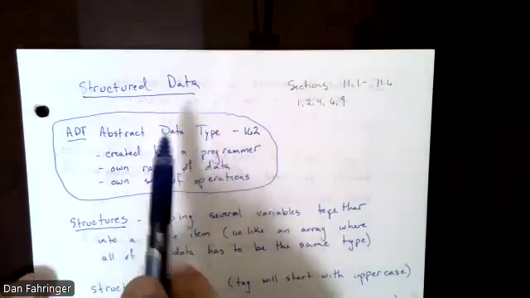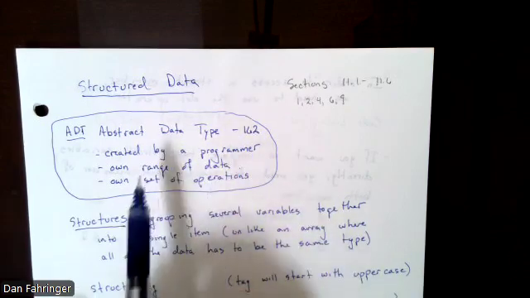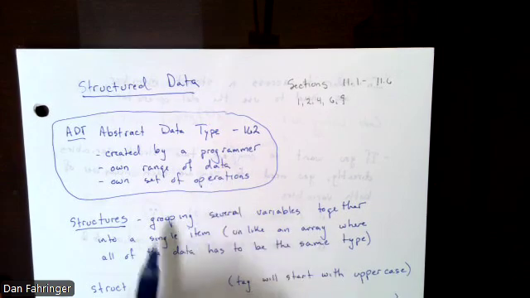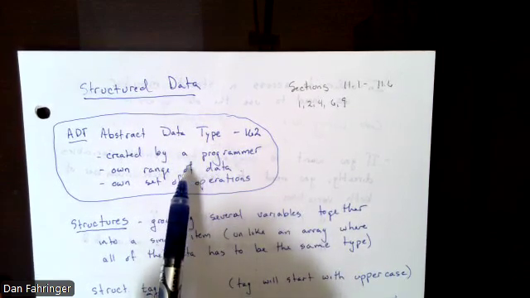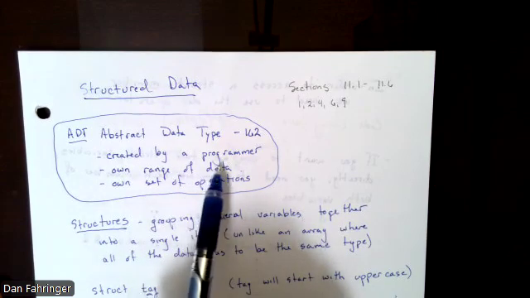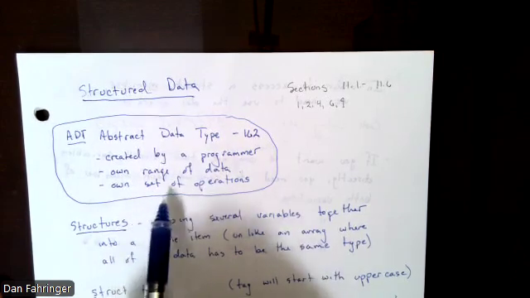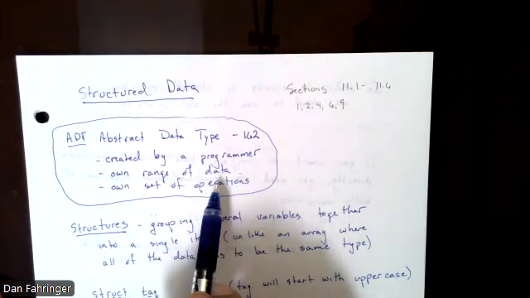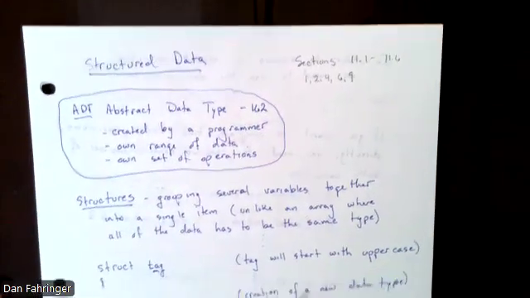Okay, so an abstract data type. It's going to be created by a programmer. It has its own range of data. This one's going to be a little bit different than what we saw in a class, but at the same time similar, because remember in a class we had all those fields, and it can have its own operations. In a class we had all of those methods that we could perform. So we made a data type.